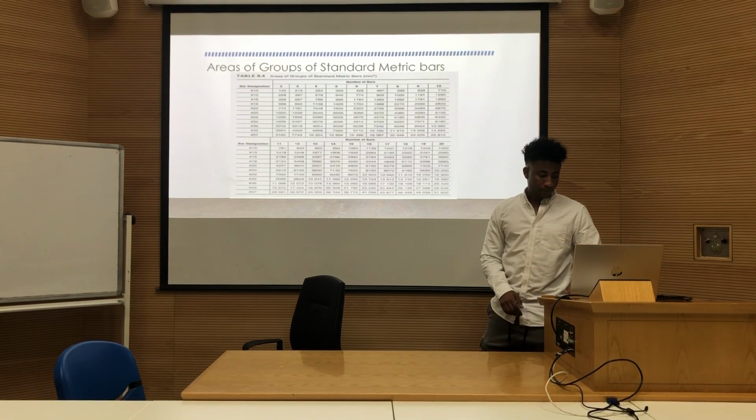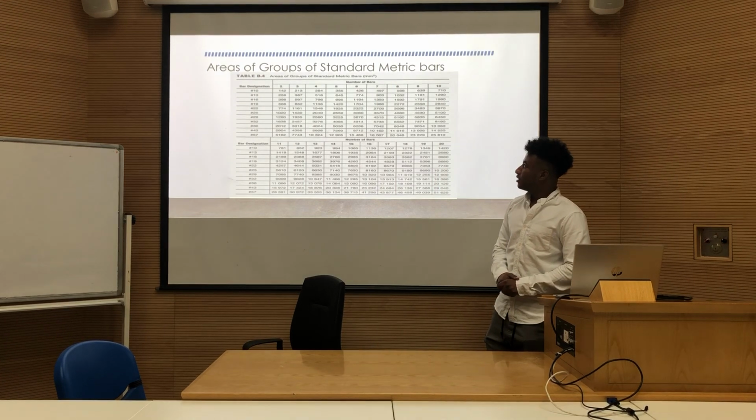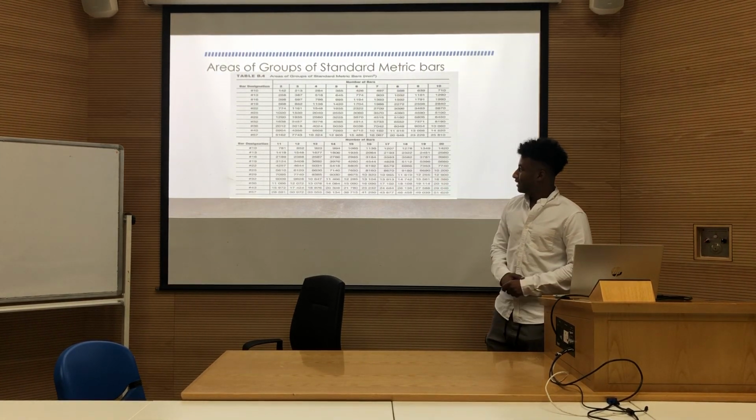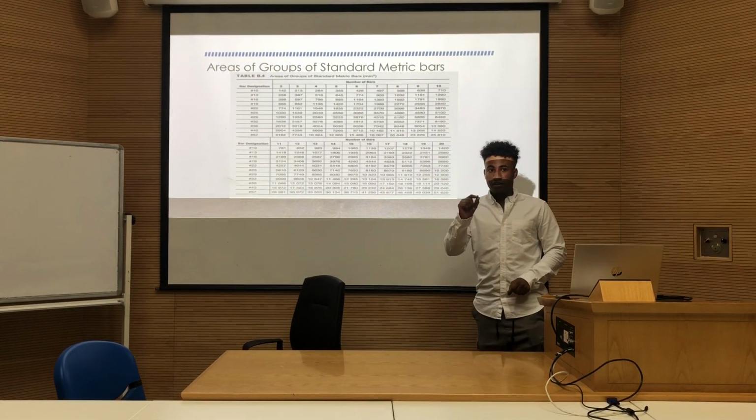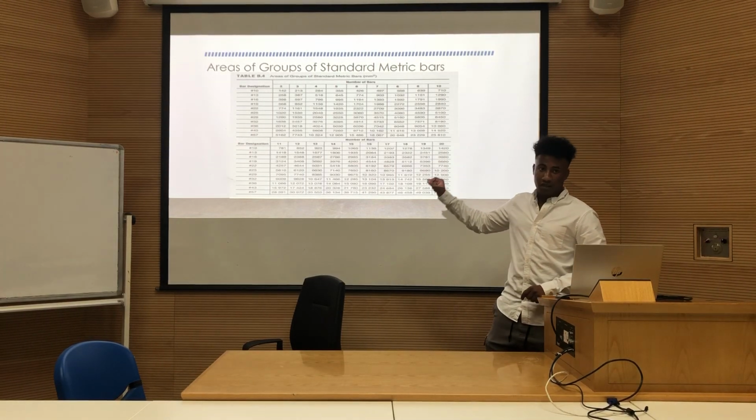Finally, we need to find the area of steel by using this table. We can select the area of steel by knowing the area of steel in the Excel sheet, and that's it.